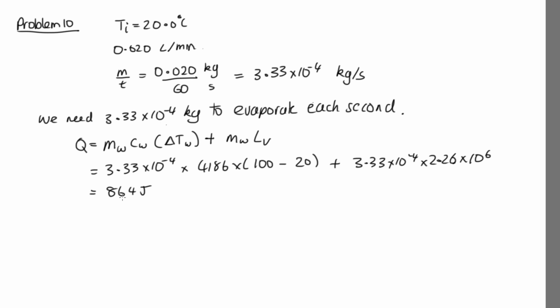So we need to add this amount of energy each second, as this is the mass which is being added each second. So the energy per second, that is just the power in watts. So the power we need to add is equal to 864 watts, and we should really give it to two significant figures, as the flow rate is only to 2 significant figures. So this is equal to 860 watts. And so we've solved that problem.